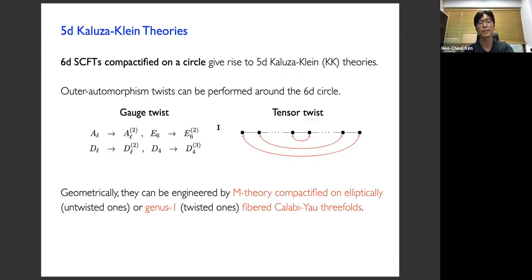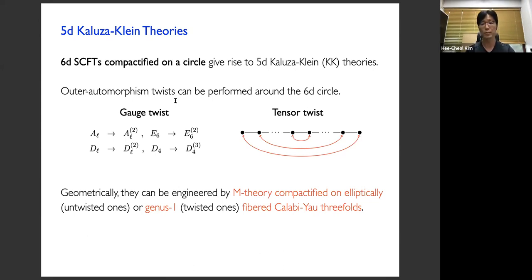There is also another interesting class of 5D field theories, so-called Kaluza-Klein theories. They are in fact 5D SCFTs coming from compactifying 6D SCFTs on a circle. When we do the compactification to 5 dimensions, we can perform the automorphism twist. And there are 2 types of twist. One is the gauge twist acting on the gauge algebra, and the second one is the tensor twist, which actually folds tensor nodes.